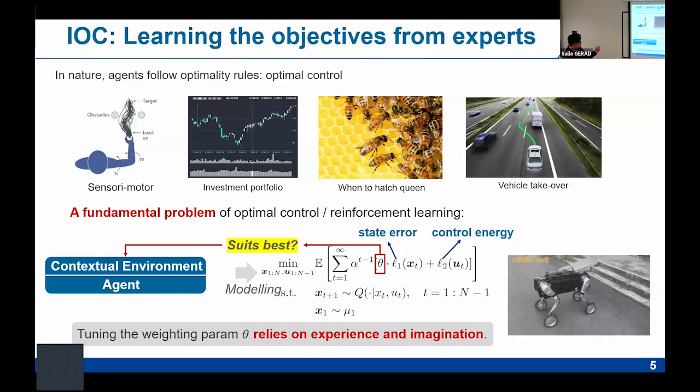One of the fundamental questions in optimal control or reinforcement learning is which objective function best suits the contextual environment.